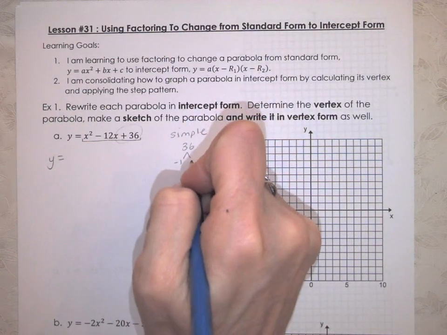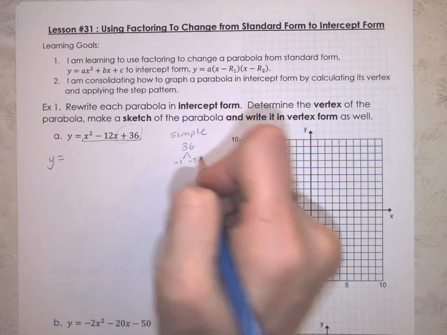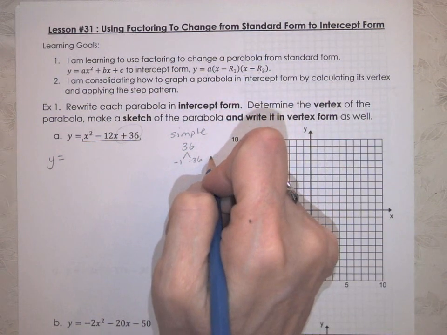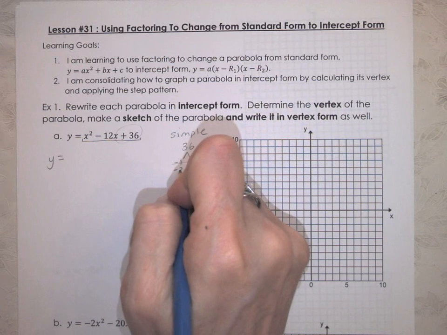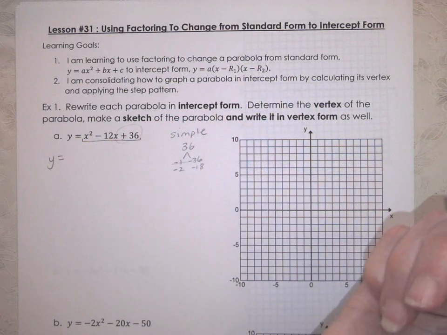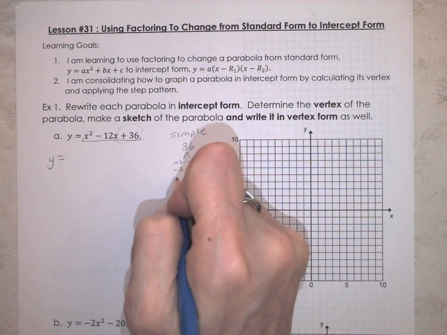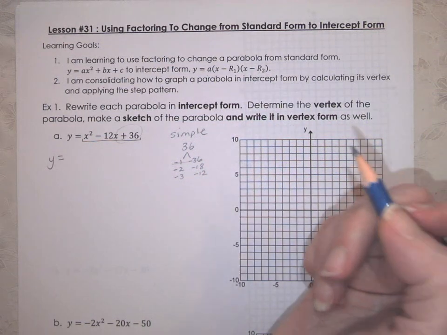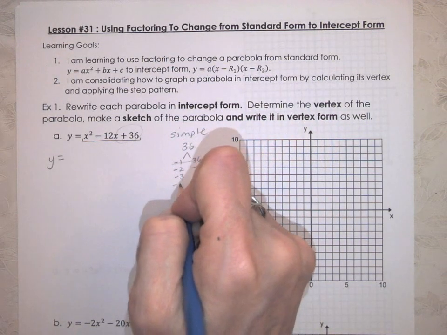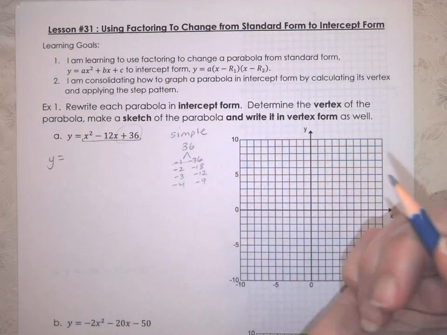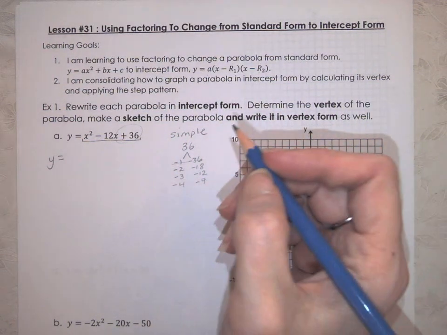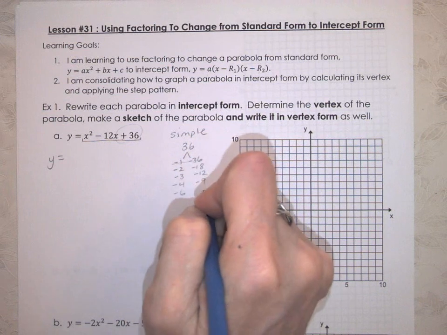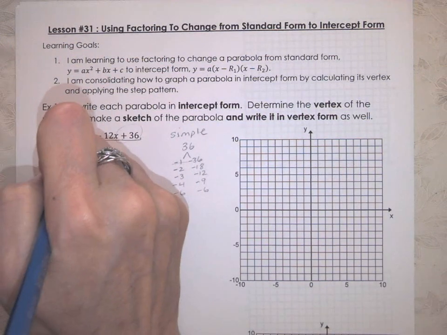So we can try negative 1 and negative 36. No, they add up to negative 37. Negative 2 and negative 18, they add up to negative 20. Negative 3 and negative 12 add up to negative 15. Negative 4 and negative 9 add up to negative 13. 5 doesn't go in. Negative 6 and negative 6 is our pair.